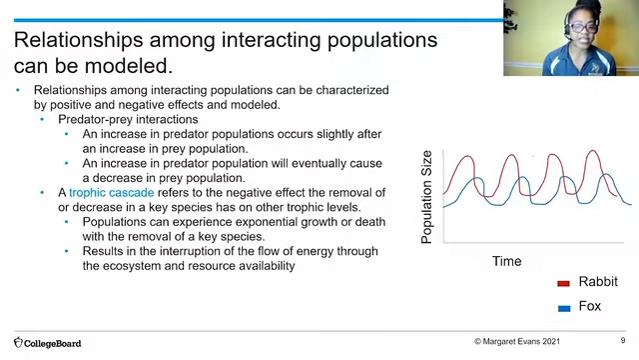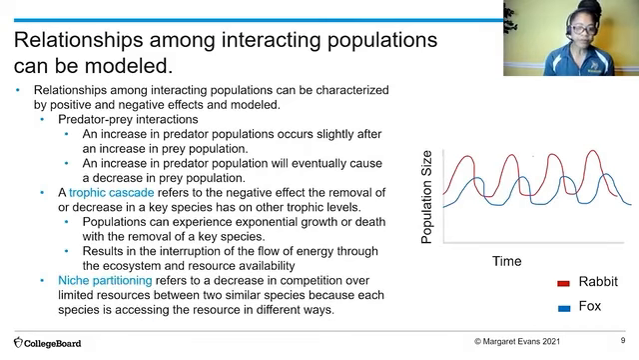And this could potentially interrupt the flow of energy through the ecosystem as food energy flows from the producers up the trophic levels. Another interaction that can be modeled is something called niche partitioning.